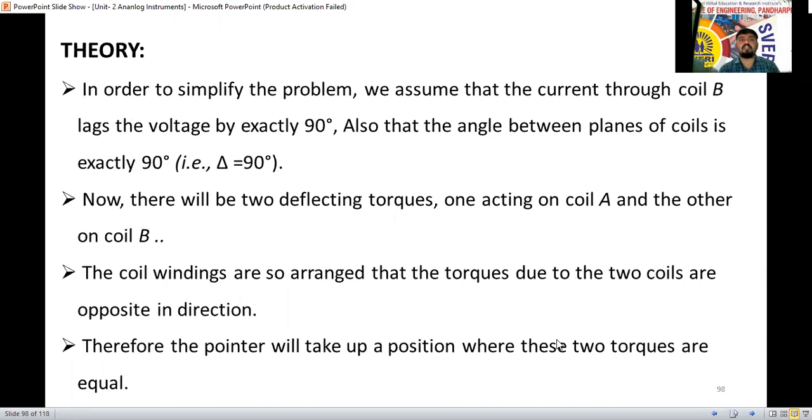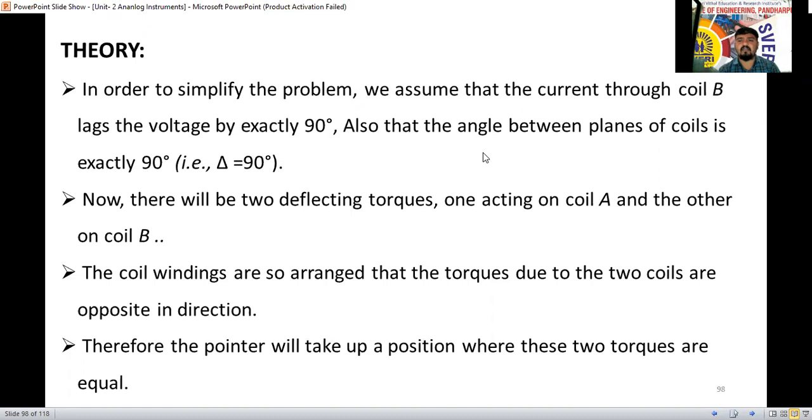Now the working, how it is going to operate, we have to discuss. In order to simplify the problem, we assume that the current through coil B lags the voltage by exactly 90 degrees. The current flowing through coil B, which is the inductive load, lags the voltage by 90 degrees. So delta equals 90 degrees.